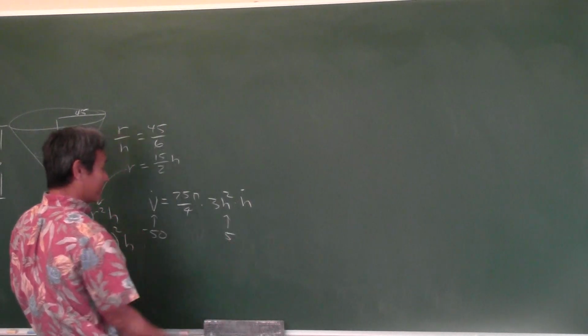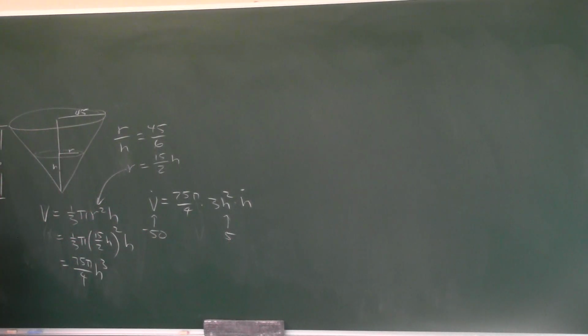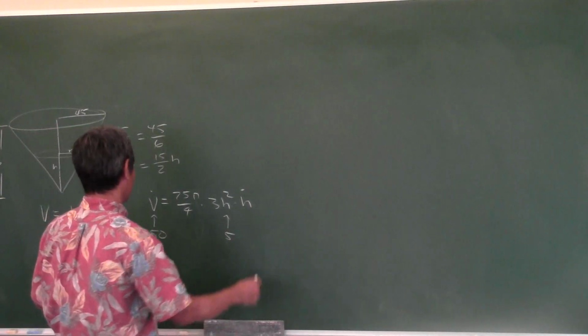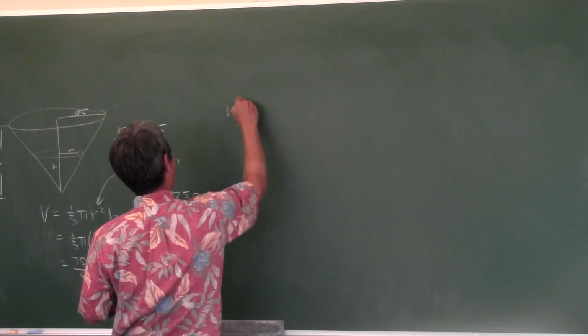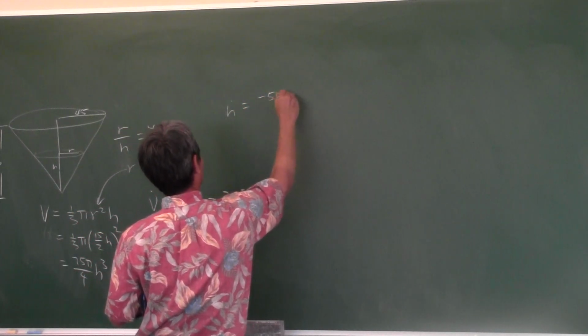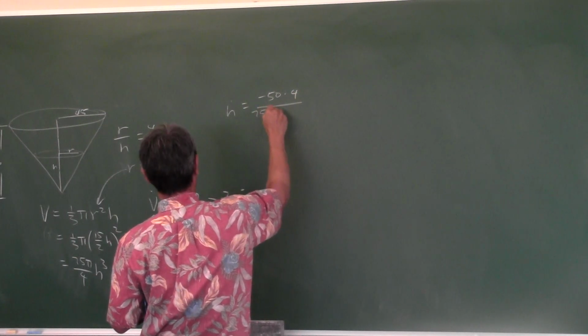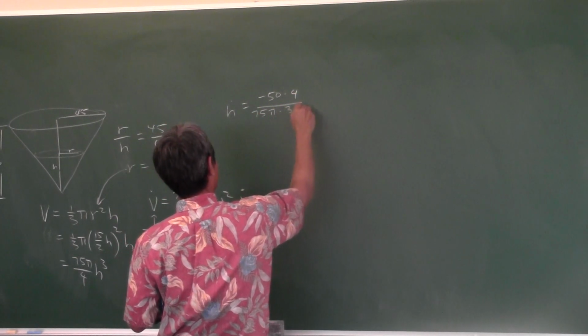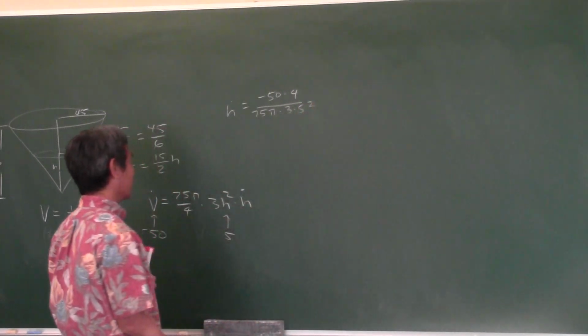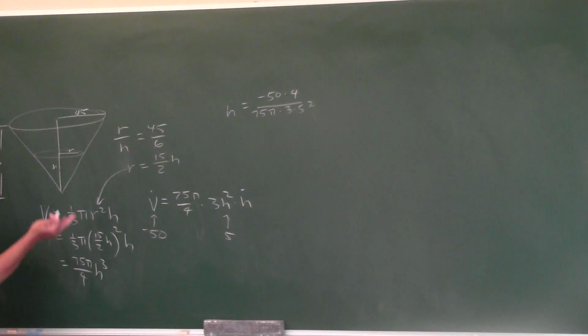And then you just solve for h dot. Okay, let's grind out the mathematics here. So h dot is equal to negative 50 times 4 over 75 pi times 3 times 5 squared. Did I do that correctly? Yes. Now, on the AP exam, you could just leave it like that, but we are expected to reduce fractions.